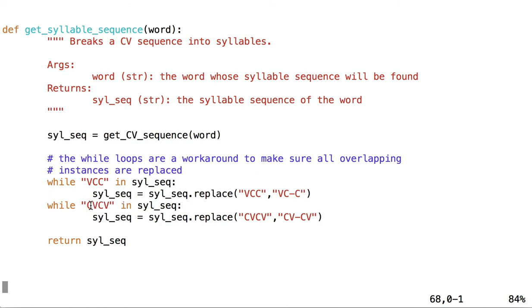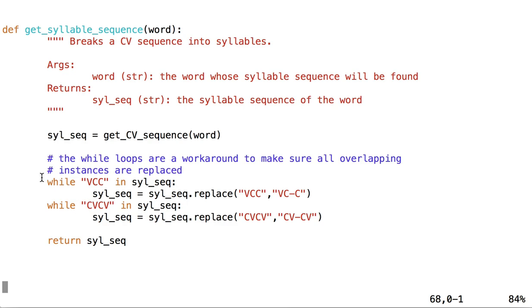Likewise, if we have CV, CV, those vowels tend to be the center of two different syllables. And if there is only one consonant, then the syllable break is likely to be between the first V and the second C. So we break up CV, CV into CV, syllable break, CV.